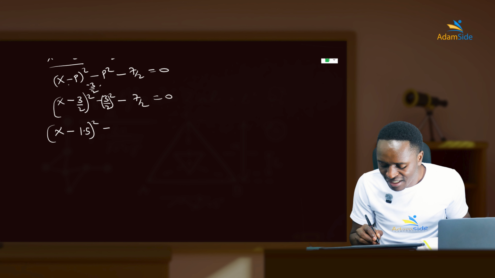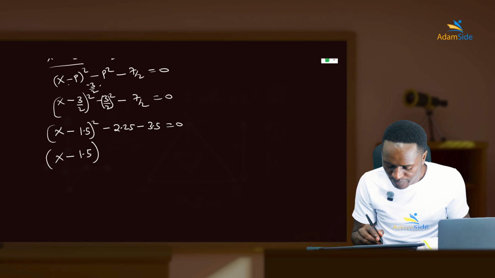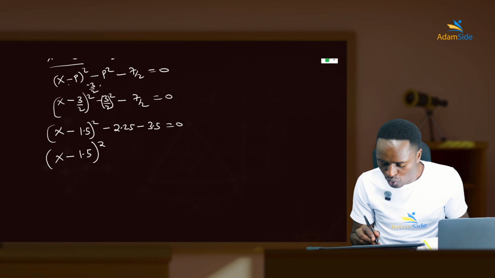When you do that, you say x minus 1.5 squared minus 2.25 minus 3.5 is minus 5.75 is equal to 0. Correct. And then the next thing you're supposed to do, you will take this to the other side. You have x minus 1.5 squared is equal to 5.75. Then factorize, because this is squared. To remove the square, you need to factorize.